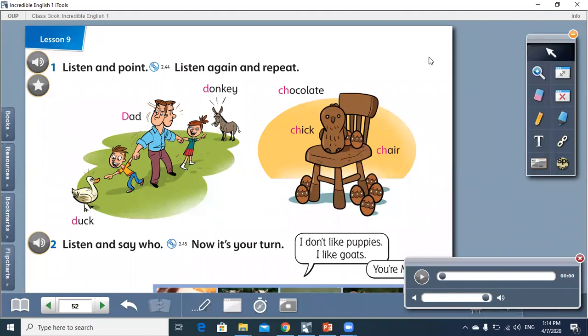Everyone now open your books, page 52 of the class book. And now let's listen and point.